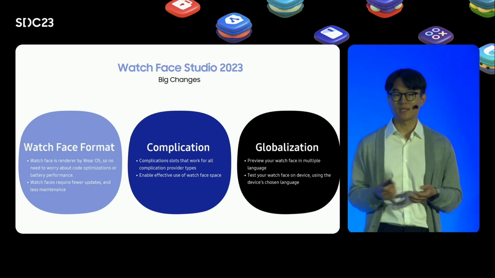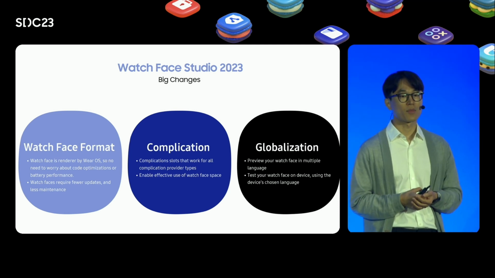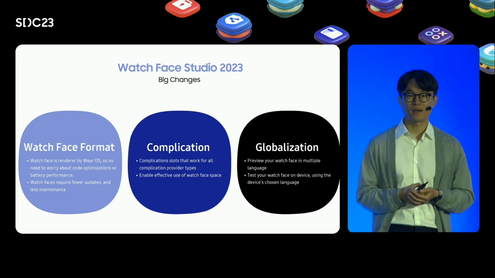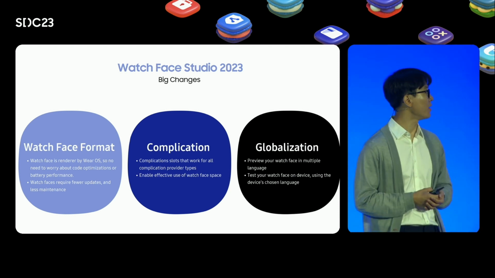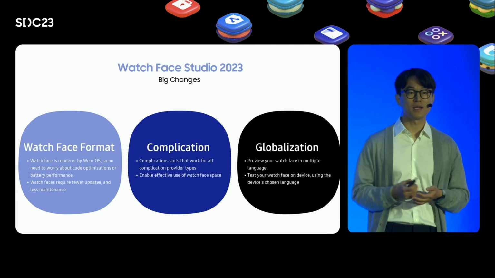The second one is how to design the complication. We know designers wanted to show more types of data through various layouts. So we decided to provide new ways to do this.